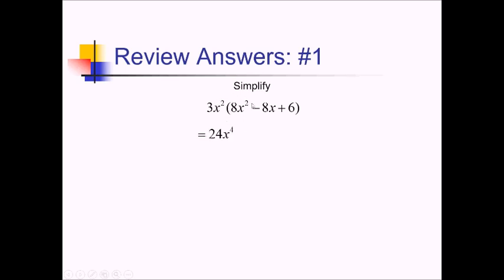Next, we have 3x squared times negative 8x. That's going to be negative 24 x to the 2 plus 1, so x cubed. And finally, 3x squared times 6 gives us 18x squared.